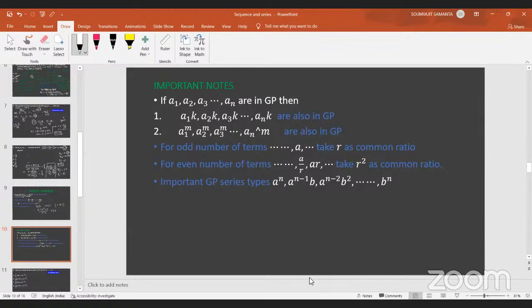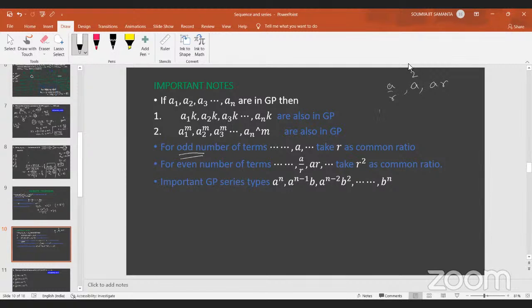If an odd number of terms is to be chosen in GP, take the middle term as A and the common ratio as R. Suppose 3 numbers are to be chosen. The middle number, that is the second term, should be chosen as A, and the common ratio as R. Next to A will become AR, and previous to A will become A by R. Clear?